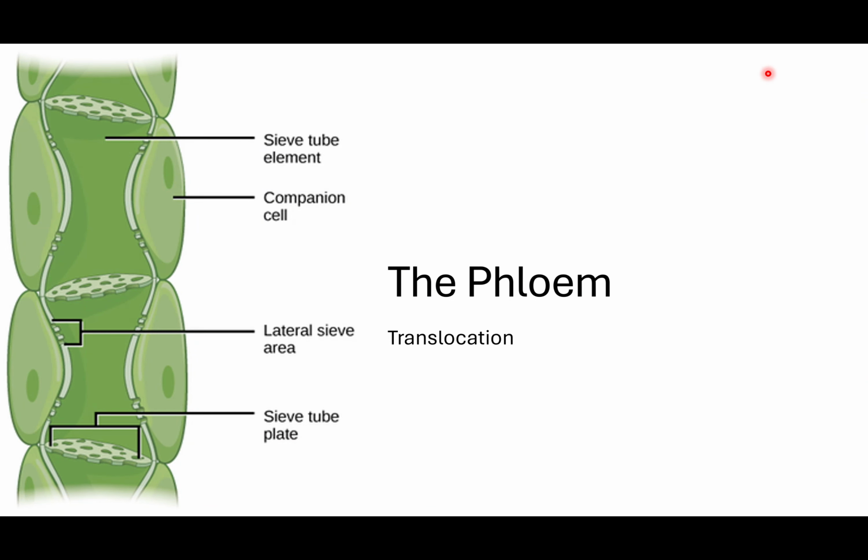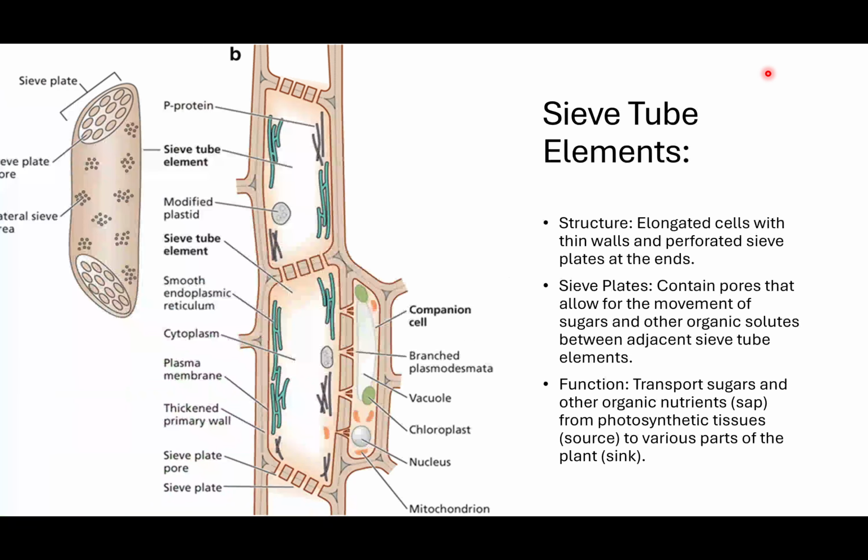So here we're just gonna go through the structure, and then we head into the mass flow, pressure flow hypothesis. Now the composition of the phloem, we know that we have sieve tube elements, right? So usually we call them elongated cells. They have generally thin walls with perforated plates along the ends, right? So this is generally the structure of the phloem.